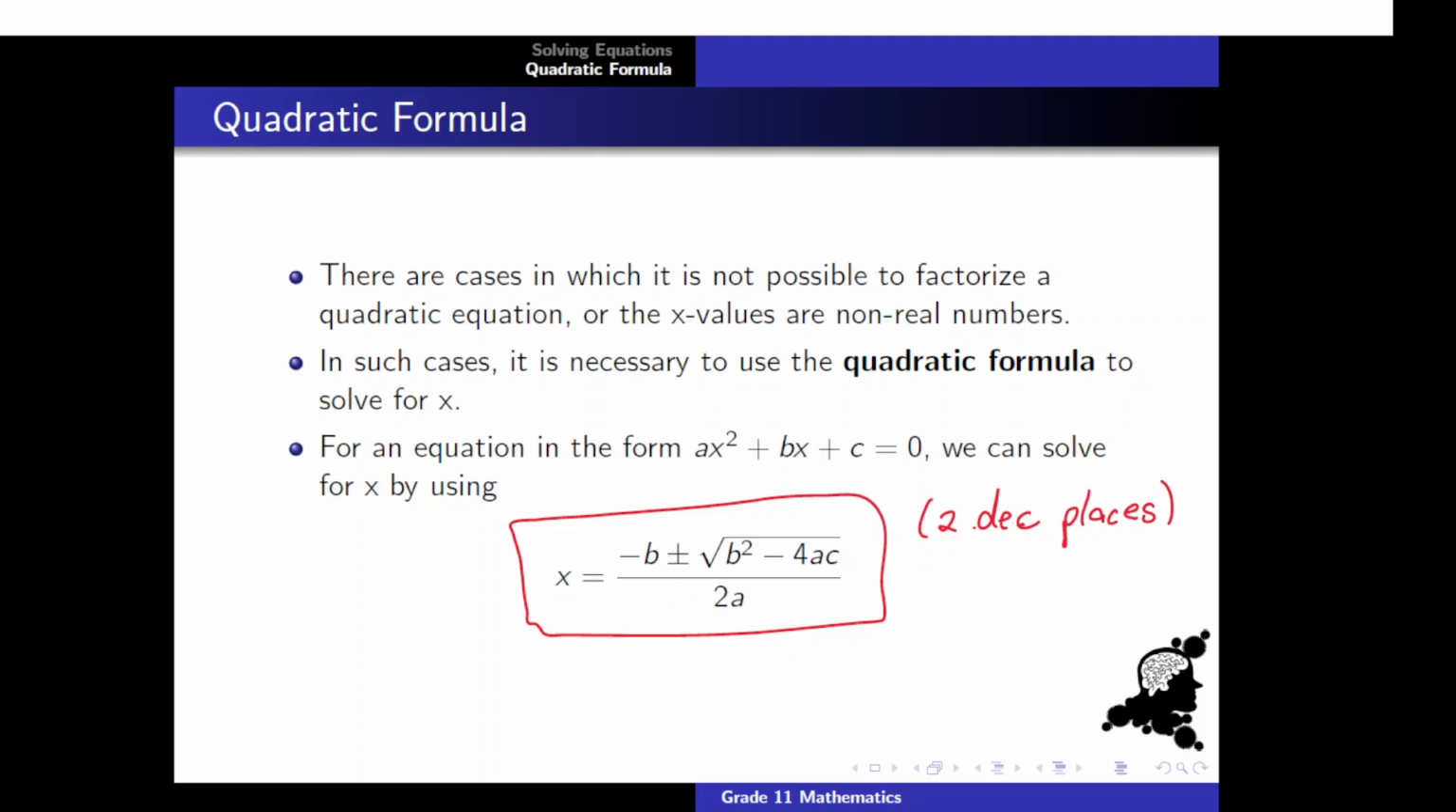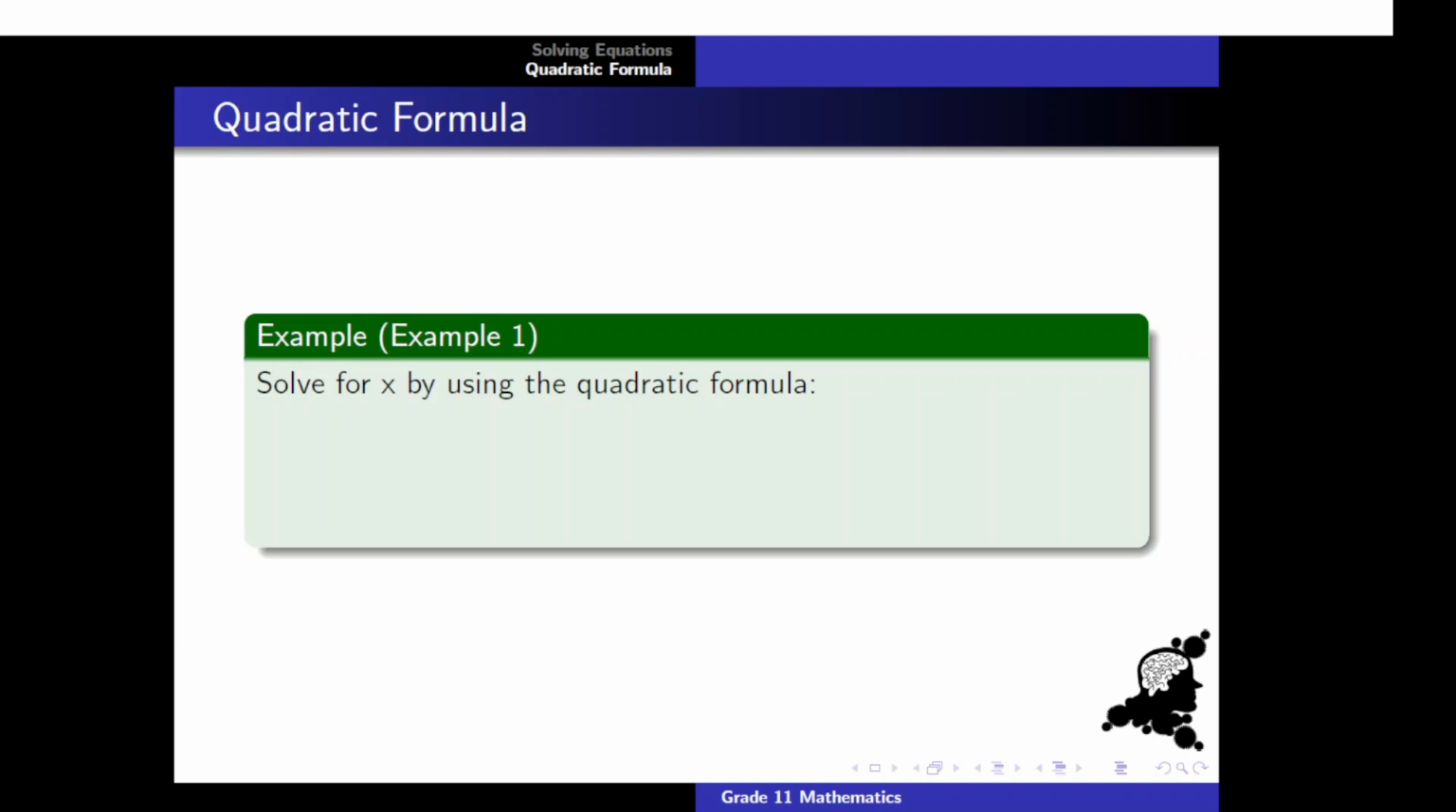But anyways, let's have a look at how we actually do this. Let's get into our example. So we're solving for x by using the quadratic formula. We've got x squared minus 14x plus 5 is equal to 0. Let's go to the writing pad and let's try out this example.